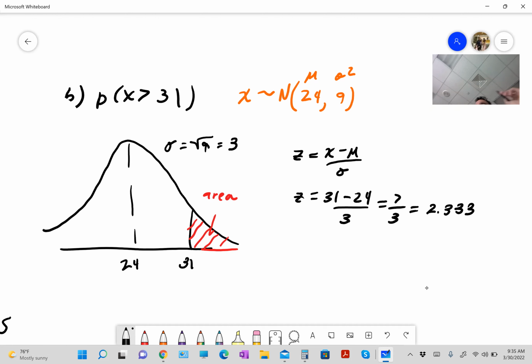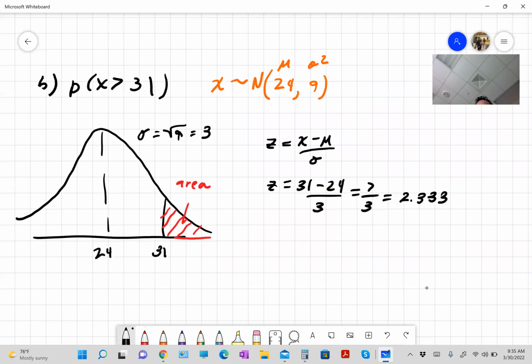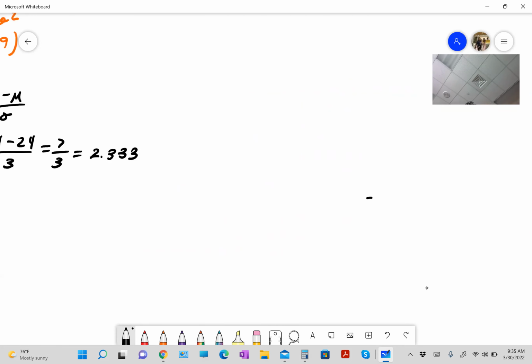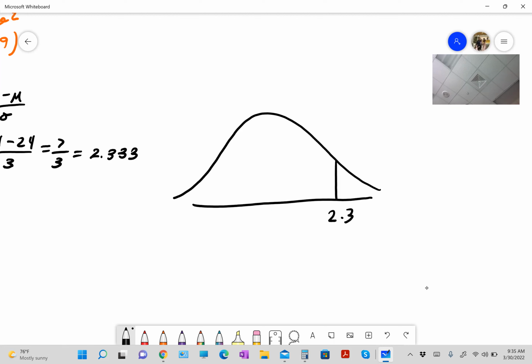I have to go 3 decimal places in this class because our table allows us to go that far. Is that table going to be used for every column ever? In normal distributions, yes. So this depicts the following situation: 2.333, this area here.